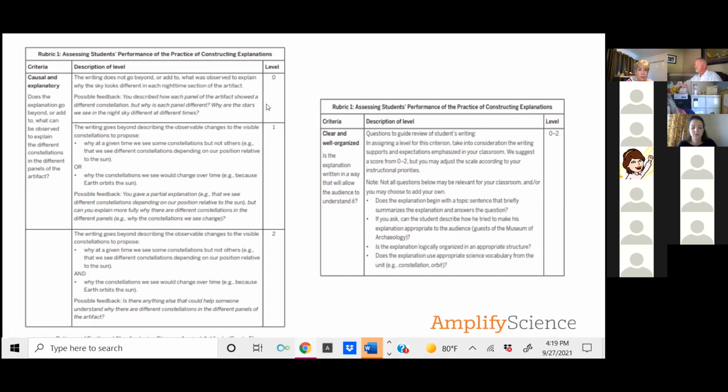So they get anywhere between a 0, 1, or 2 on causal or explanatory. And then they get anywhere between a 0 and a 2 on whether or not their writing is written so that it's easily understandable to their audience.